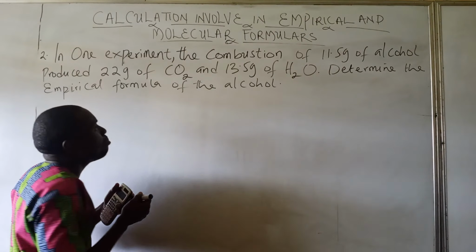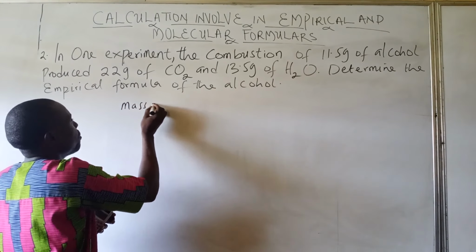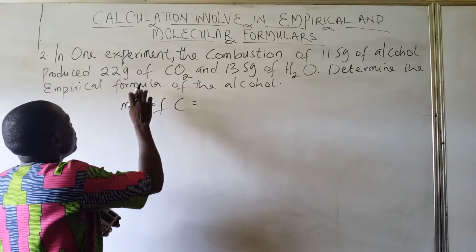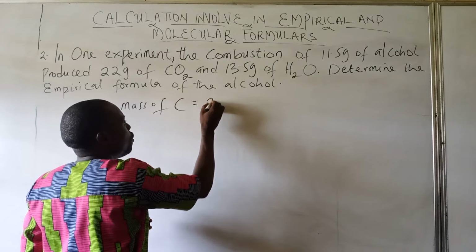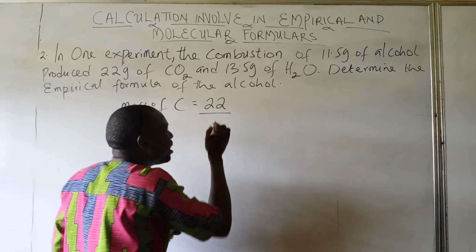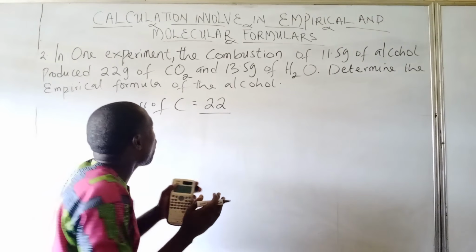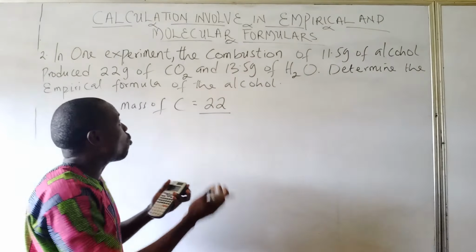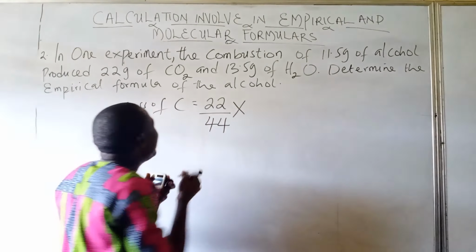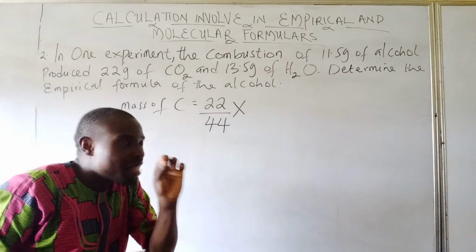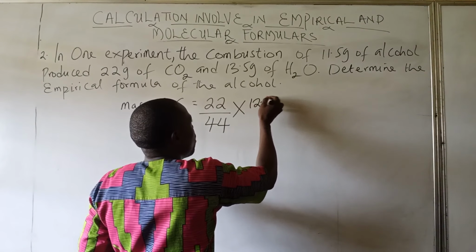Very simple. To get the mass of carbon, the mass of carbon here is the mass of the compound, which is CO2, 22, over the molar mass of CO2, which when calculated gives us 44, as carbon is 12.01, oxygen 16 times 2, so it becomes 44. This is multiplied by the molar mass of carbon in the compound, and that will be 12.01.